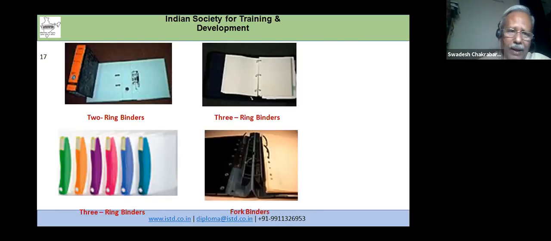For understanding the different kinds of binders: two-ring binders, three-ring binders, fork binders, or something as simple as spiral binding, right? Or it may be a whole proper binding. Sometimes it is given in the form of an already printed booklet, right? So it depends upon the training program you're conducting, how much cost you have, and what the target is, and that is taken into consideration.